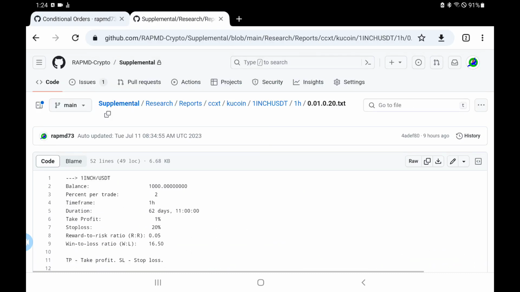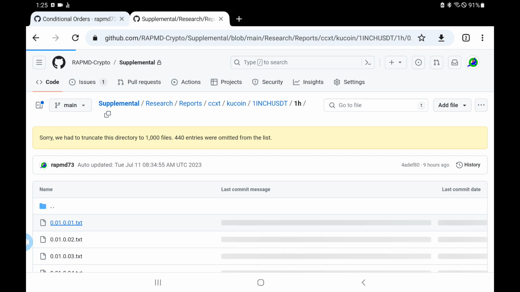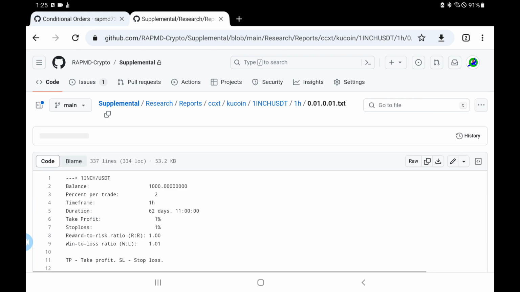So let's go and let's find another situation. Let's look at a 1-to-1. 1% take profit, 1% stop loss. And let's see how that actually looks mathematically. So my reward to risk ratio is 1, and my win to loss ratio is 1.01. Anything below 1 means you lost money. Anything above 1 means you made money.